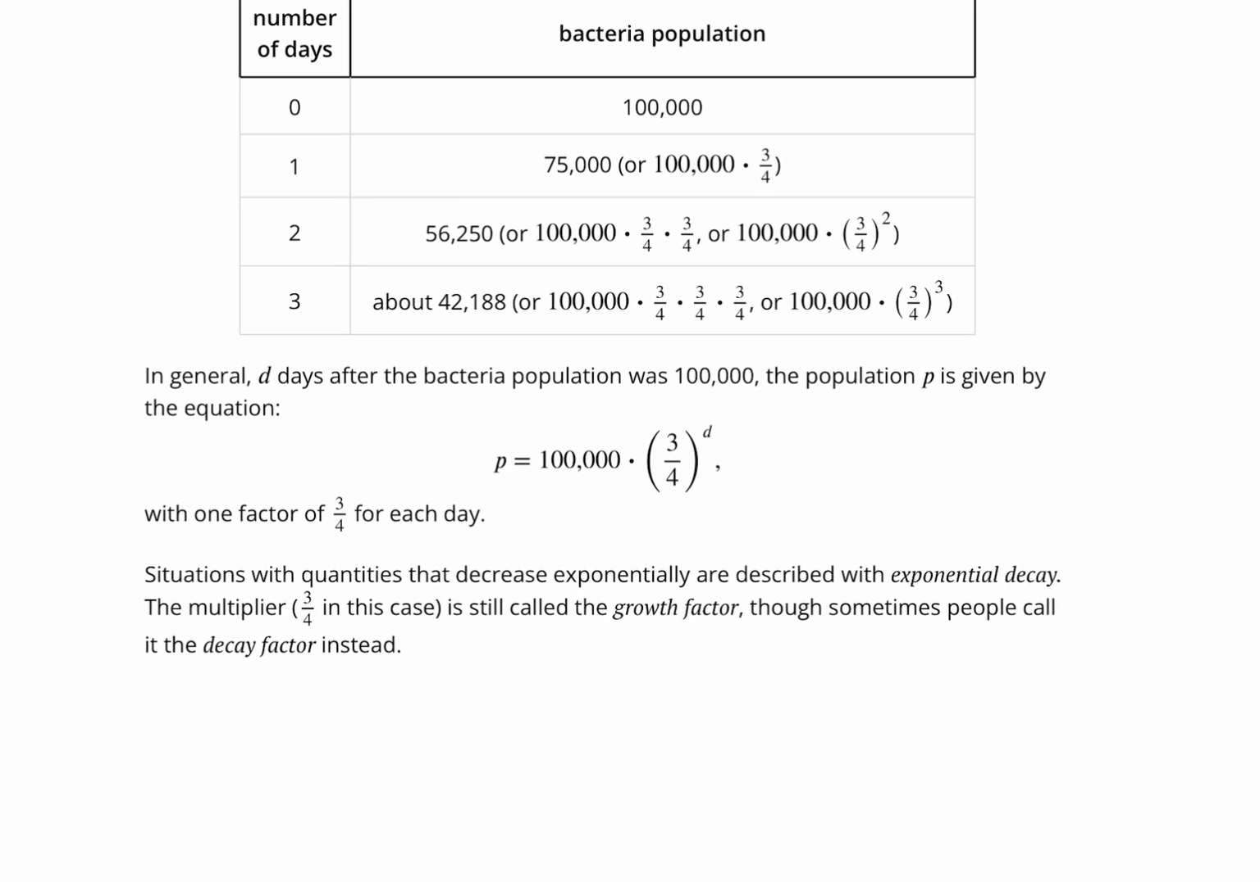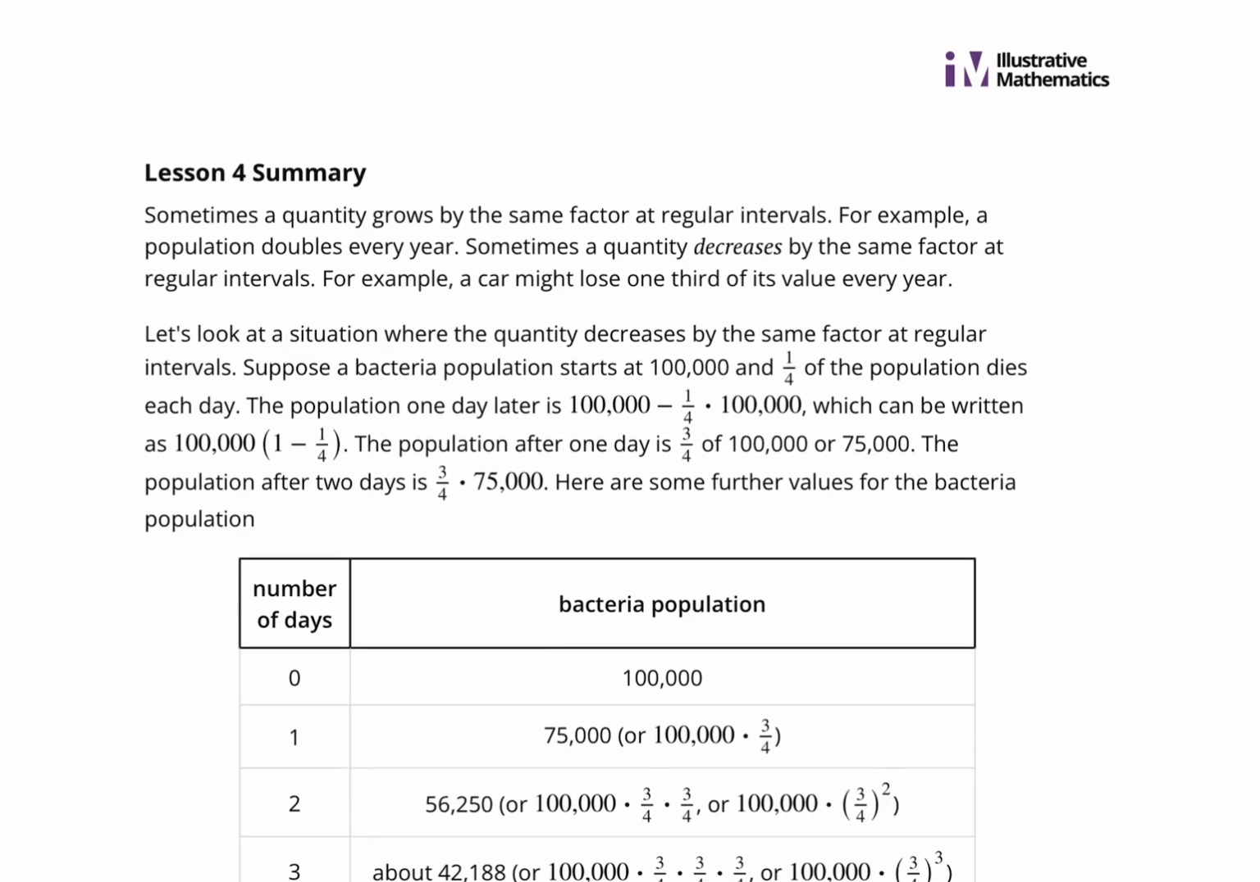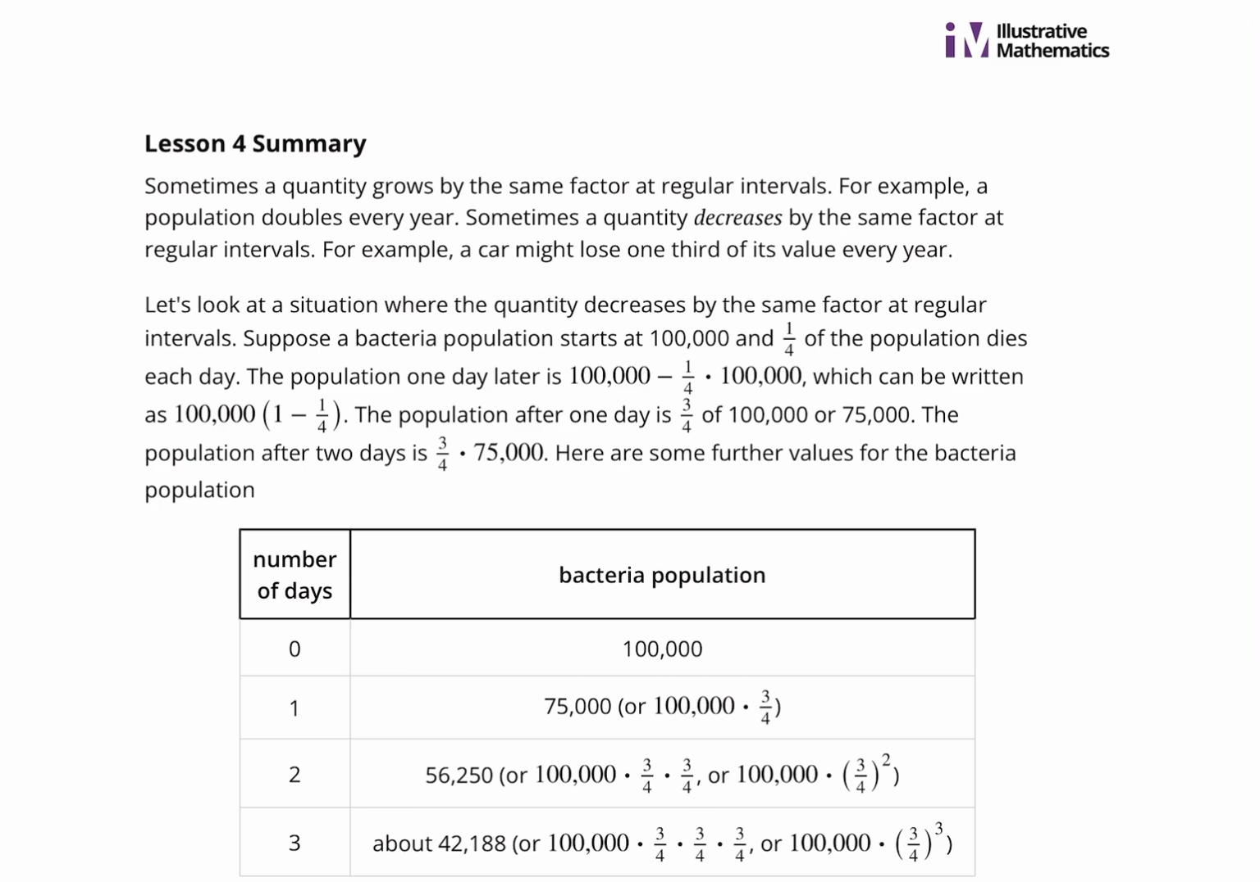So this equation represents the population of the bacteria after D days. It's the original population times how much it retains after each day to the power of the number of days it's been. This is called a decay factor. So we've learned previously about the growth factor, which is how much it grows by. In this case, if we're losing value or losing population, it'll typically be a fraction of the population remaining or a fraction of the value remaining, right? This represents the decay factor, and it's often a fraction. So we're done with lesson 4, and see you back for lesson 5.